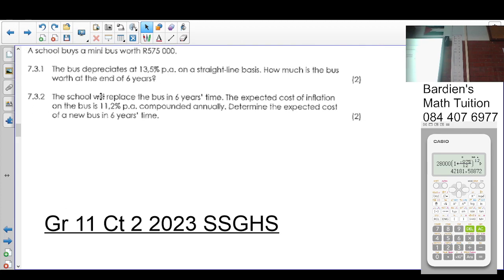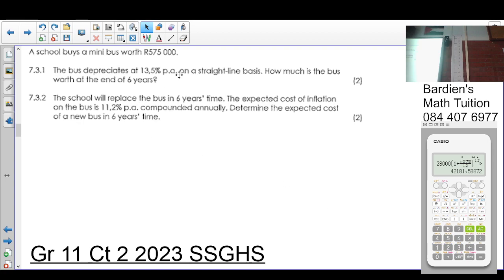The school buys a mini bus worth 575,000. That's probably a new school bus. It depreciates at 13.5% on straight line basis. That can't be the case. Vehicles and machinery always depreciate on reducing balance value. These computers and those things depreciate on straight line basis. The taxi will always be worth something. Okay. But let's act like we don't know those things. So the bus depreciates at 13.5% on straight line basis. How much is the bus worth at the end of 6 years?